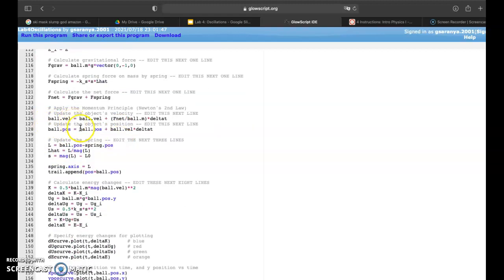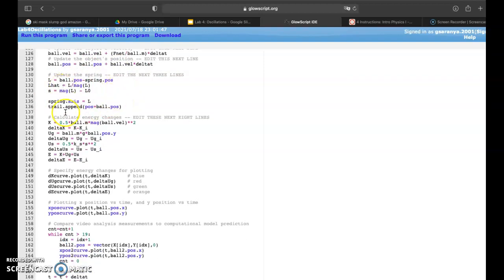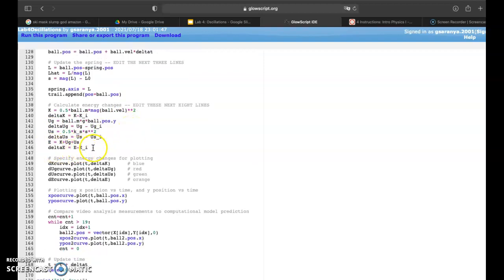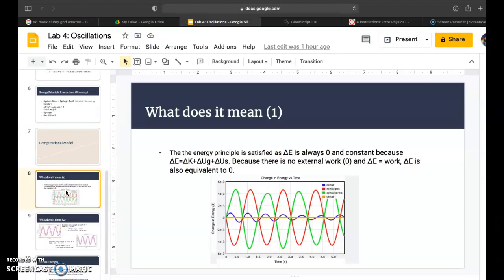Here's the momentum principle with an updated velocity and position. Now for the spring force, it is L and L hat times s. So we're given all of that, and then the energy changes are given: K equals 1/2 mv squared, then delta K is just the change. UG is ball mass times G times the ball position of the y. Delta UG is the change, and the spring energy is 0.5 k_s s squared. And then delta E is the change in E, and E is just a summation of the 3. Now, when you run this program, you have to input your CSV file from Tracker, and I already did all of that, so I'm just going to give you the graphs that it outputted.